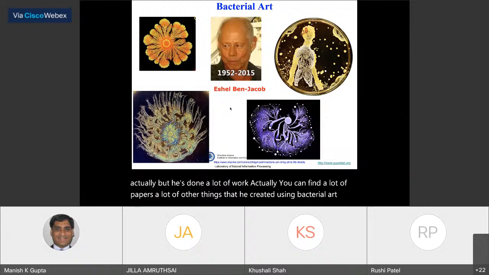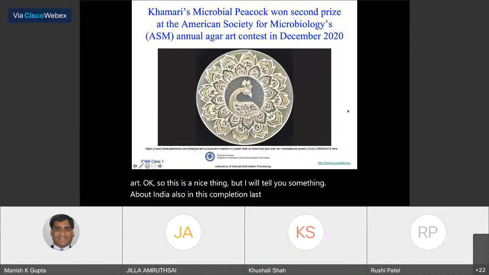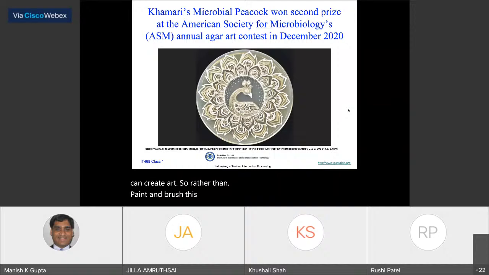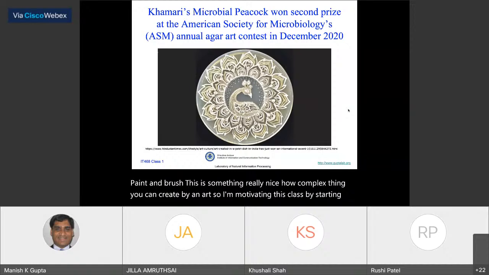Okay, so this is a nice thing, but I will tell you something about India also. In this competition last year, December 2020, this peacock was created by an Indian team in South India using microbes. This competition is organized by the American Society for Microbiology. It's an annual agar art competition. These are real, live bacteria which have created this art. So rather than paint and brush, this is something really nice. How complex a thing you can create as art. So I'm motivating this class by starting with some examples from the art side of it. Bacterial art, but of course there are many more serious things that are possible to do with these things.